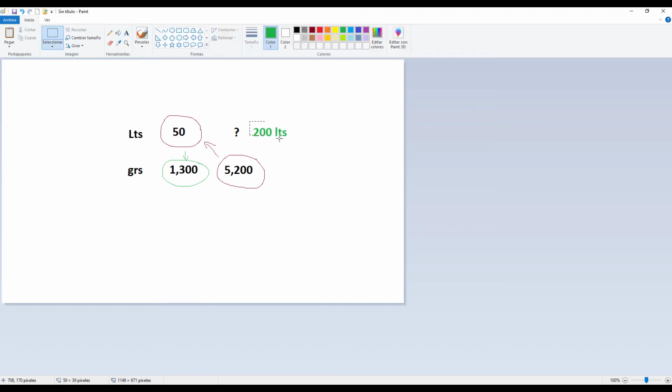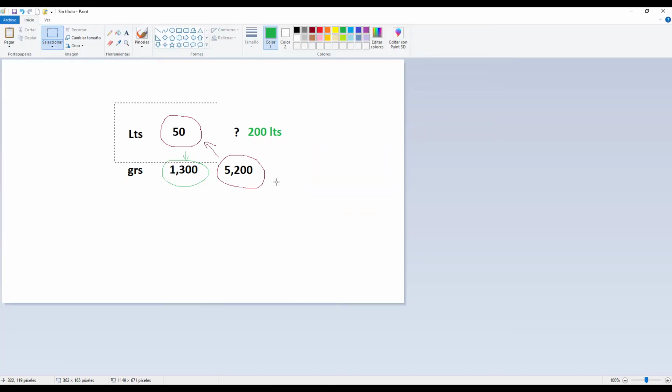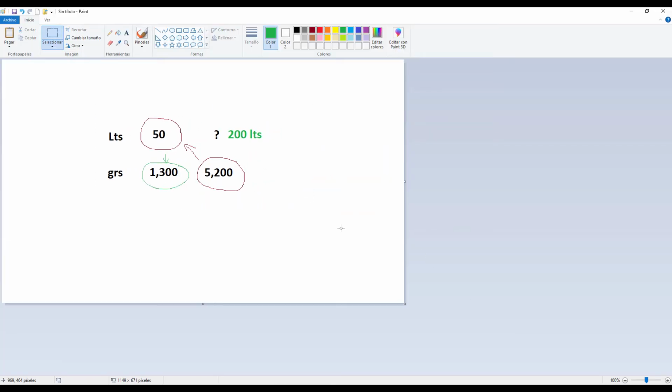200 liters of seawater. Okay, so you need to organize your information always. It doesn't matter what kind of variation you are working with. You need to use the information that you have in the problem, and you need to organize that information in a table. You need to separate every kind of data. For example, here the first row is about liters, the second row is about grams.